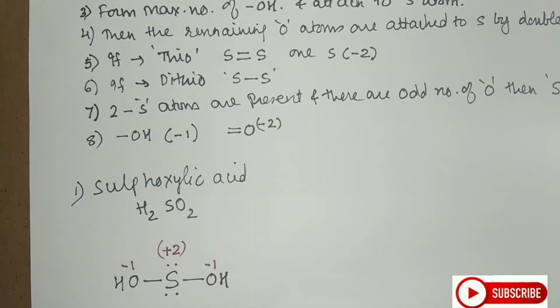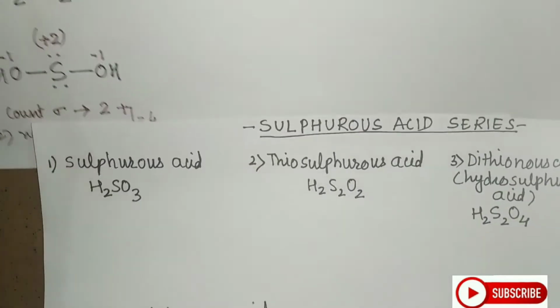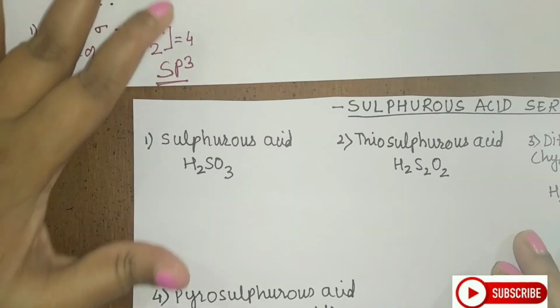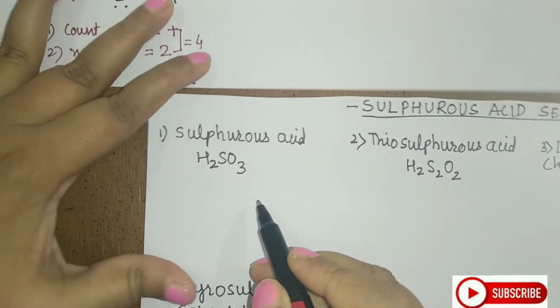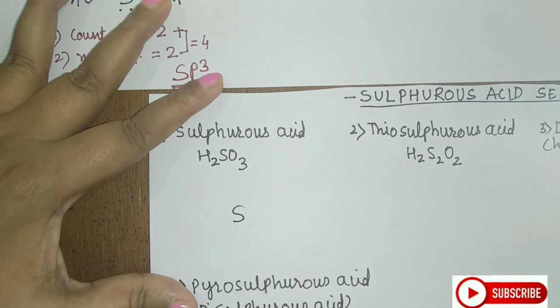Now, let us see a few more oxoacids of sulfur. This is the next one, the sulfurous acid series. Students, in this series, the first example is sulfurous acid. Let us write the central atom. The central atom here is sulfur.